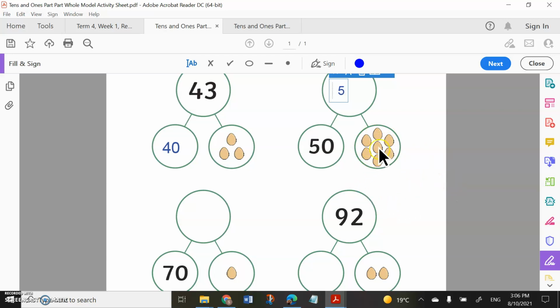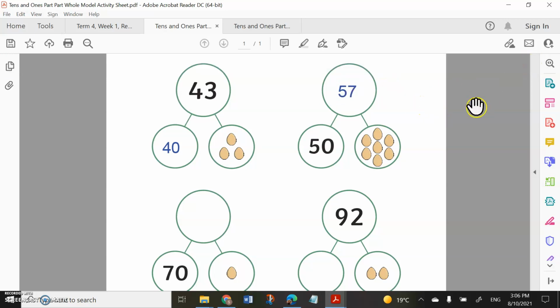Let's have a look. We're just going to have to count the eggs. Let's find out. Ready? 1, 2, 3, 4, 5, 6, 7. There are 7 ones. So I'm going to type in the number 7. That's great. Look at that. So 57 is made up of 50, so the 5's in the tens column, and 7 ones.